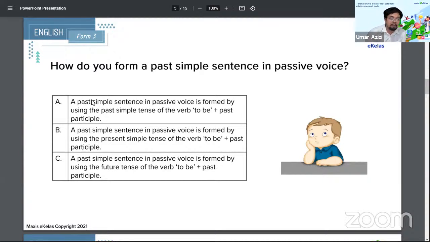Or is it B? By using the present simple tense plus past participle. Or C, verb to be plus past participle, and using the future tense of the verb to be. Which one do you think it is? Is it A, B, or C?